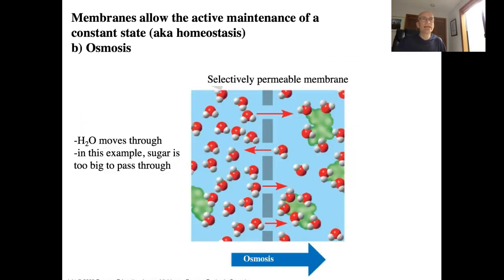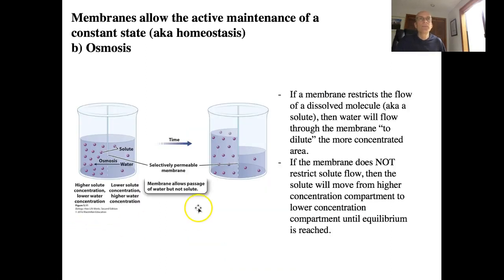I have another slide here that shows that. So here you have water that moves through this example, but we have a sugar molecule as an example that cannot pass through it, right? So this just shows you that water is small enough to pass through this membrane. And then just to sum up what I said, if a membrane restricts the flow of a dissolved molecule, then water will flow through the membrane to dilute the more concentrated area. So it moves into here, which is more concentrated.